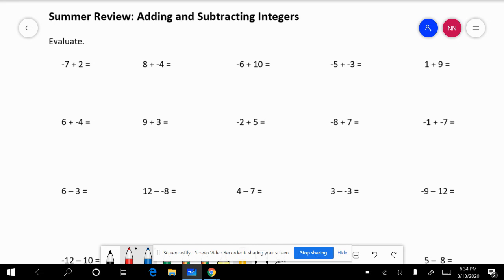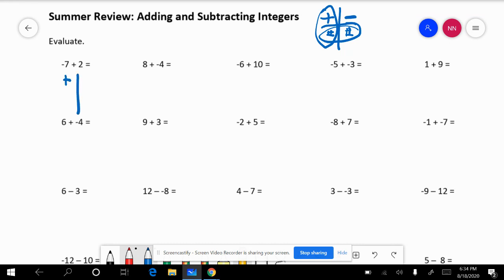How the t-chart works is that I have a positive and I have a negative column. If it's positive, I put the numbers right here. If it's negative, I put the numbers right here. When the numbers are on the same side, we add them. When they're on different sides, we subtract them. So let me give you an example.